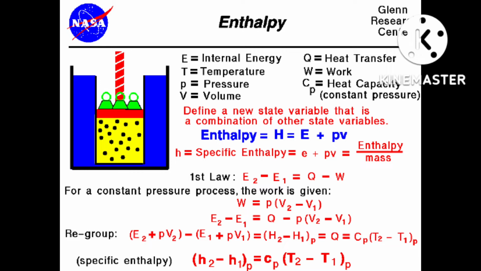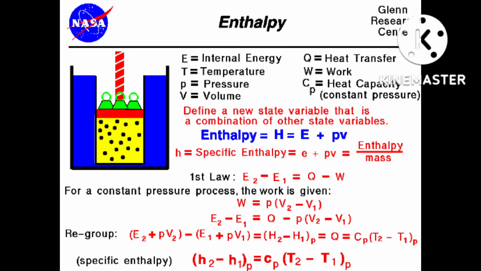Now here you are going to create a new term for U2 plus P into V2, that is, for U and PV. In a general way, you are going to use a new term, that is H. That is called enthalpy. Enthalpy is internal energy plus work done. Here you write U2 plus PV2, that's why you will write H2. And for U1 plus PV1 you will write H1. Simple way, U plus PV is called enthalpy.